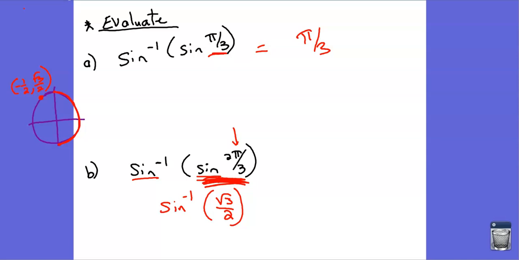Again, notice where square root of 3 over 2 is on the unit circle. Within the defined domain that we have, square root of 3 over 2 is right here at pi over 3. So again, the cancellation property applies if it's within the restricted domain that we're referring to. Otherwise, you've got to actually evaluate it.